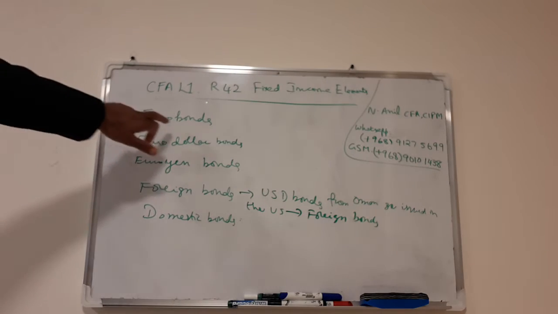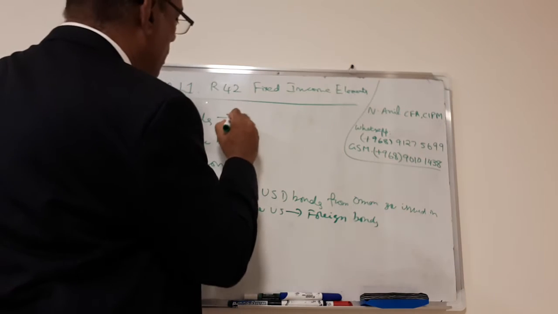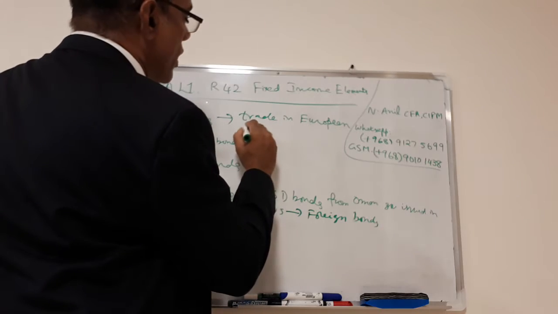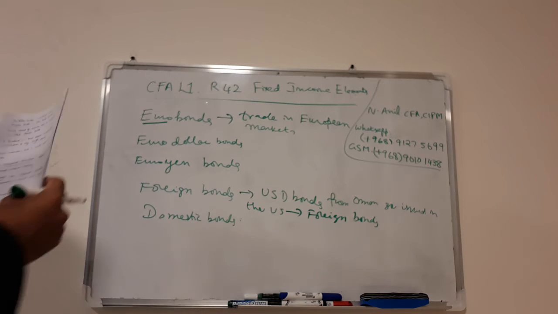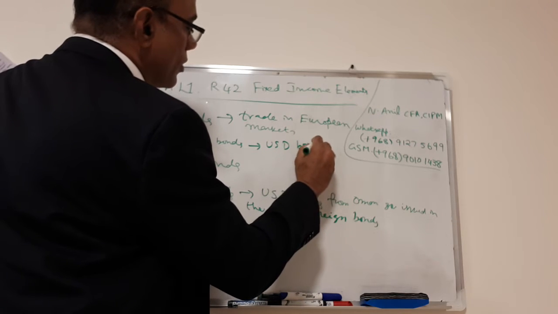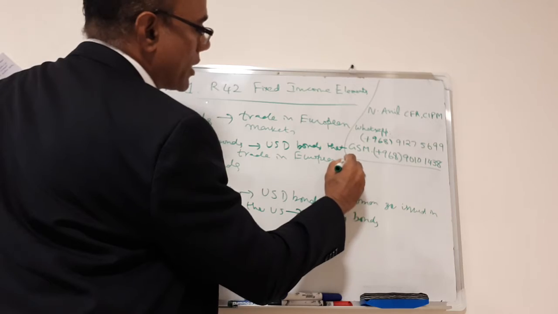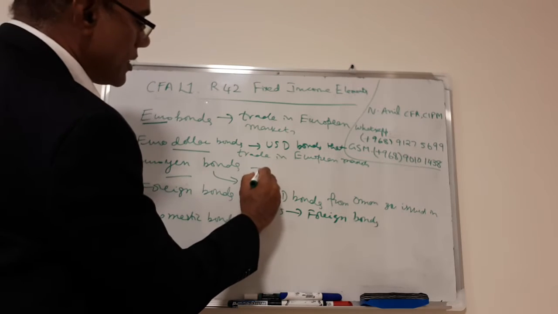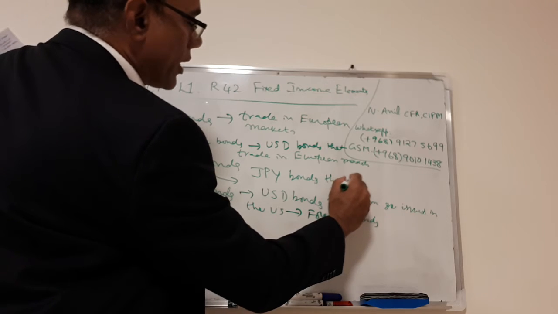Now let us go to this euro bond. Here euro means not the currency euro. These bonds trade in European markets, not in US markets, because the US and Europe are the major bond markets. They can be in dollars or yen or maybe pound, etc. Euro dollar bonds, the word dollar is there, so these are USD bonds that trade in European markets, not US markets. And euro yen bonds, because yen is there, are Japanese yen bonds, not USD bonds, that trade in European markets.